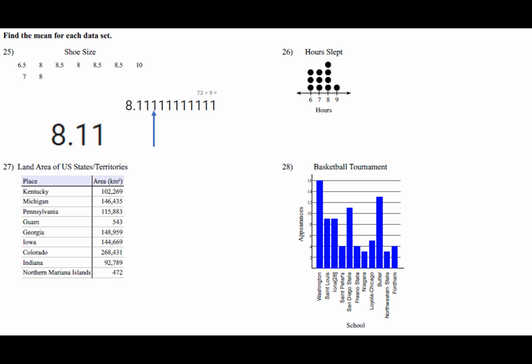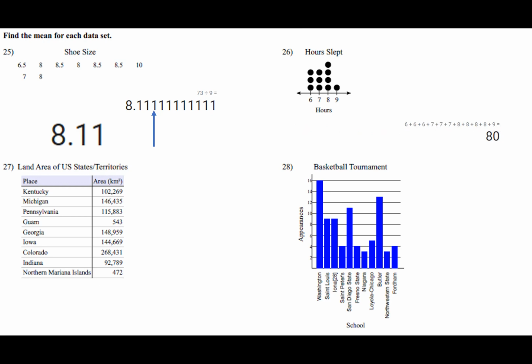All right, let's take a look at number 26. Each dot represents a number. I see for 6, there's 3 of them. I see 7, there's 3 sevens. And for 8, I see 4 8s and 1 9. I'm going to add them all up: 6 plus 6 plus 6 plus 7 plus 7 plus 7 plus 8 plus 8 plus 8 plus 8 plus 9. I'm using a calculator, and it says it adds up to 80.